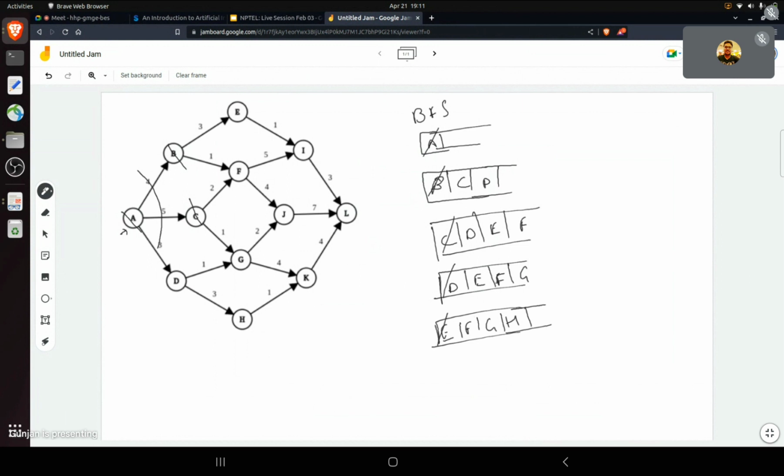So in BFS, if you see the pattern, we are going layer-wise, exploring the children in a layered fashion. First the ones at one hop distance from the start state, then we explore the ones at two hop distance, then the ones at three hop distance, and finally we reach the goal state, that is L. So this was our standard BFS procedure.